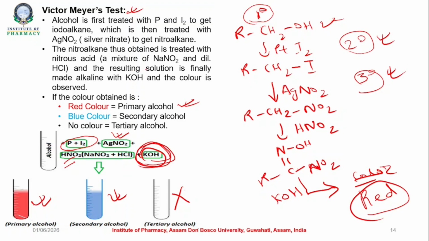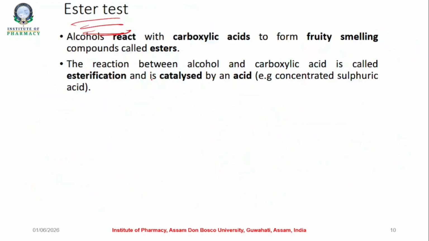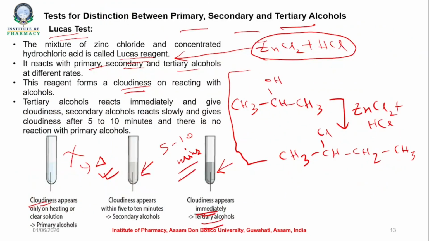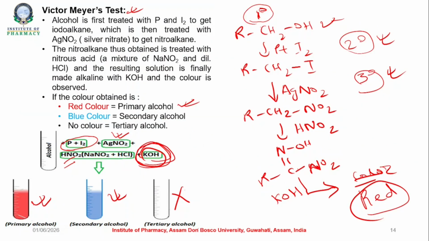So these are the different identification tests that we have studied, as well as the tests for distinction between primary, secondary and tertiary alcohols. So this is the end of today's discussion.